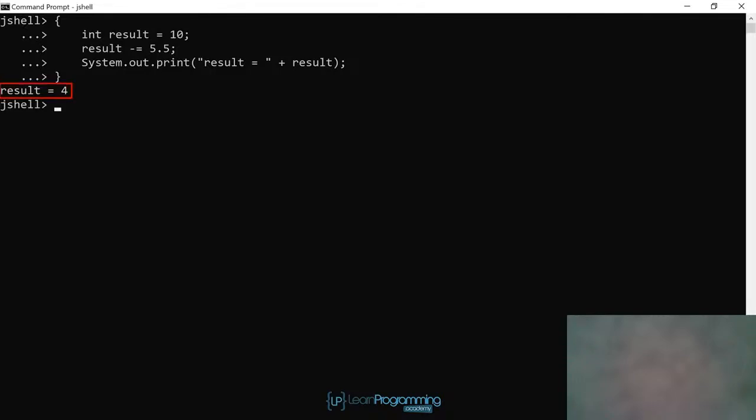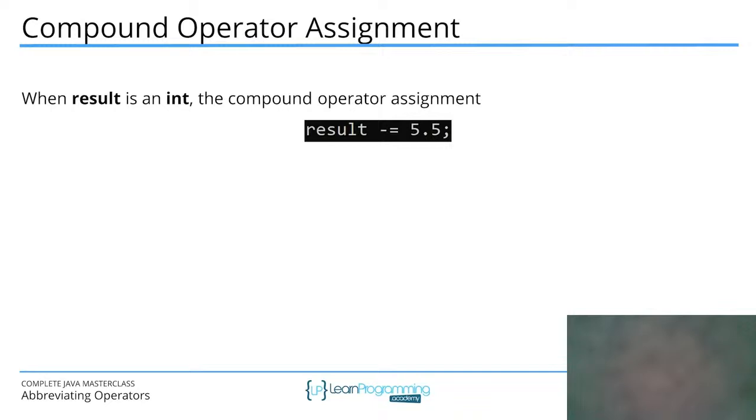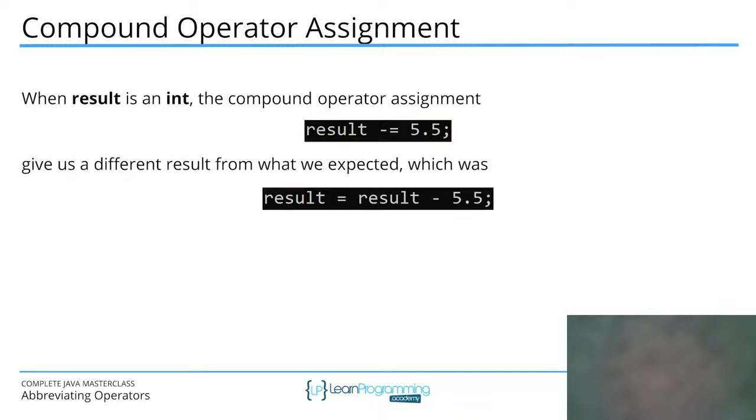So the result equals 4. Was that a surprise? I think it might have been, since it still kind of surprises me. Although I've said that this should be the same as the statement result equals result minus 5.5, actually, it isn't 100% true when you are using incompatible data types. When result is an int, the compound operator assignment, result minus equals 5.5, gives us a different result from what we expected, which was result equals result minus 5.5. In fact, the compound operator hides a potential error, the lossy conversion error we've seen several times. Let's examine what I've just said in code in JShell so you have a better understanding.